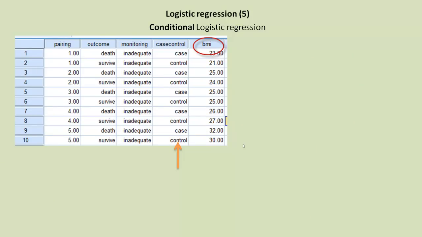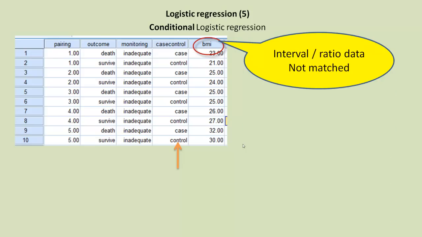The nice thing about conditional logistic regression is that we can add additional predictor variables. So here I've added BMI, body mass index, to that dataset. They didn't pair the data on body mass index, so I'm pretending that we actually got this data from the cohort as well. And notice that that is interval ratio data and it's not matched, as I said. Each individual just supplied the value.